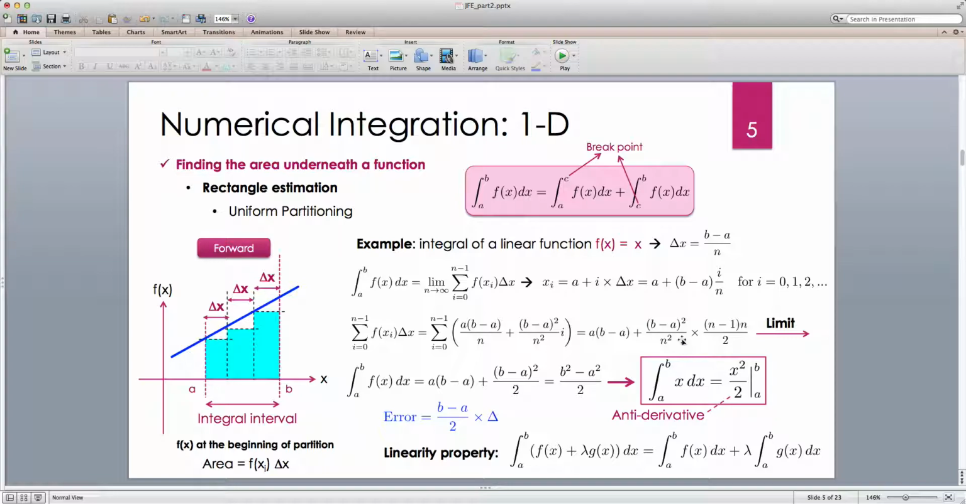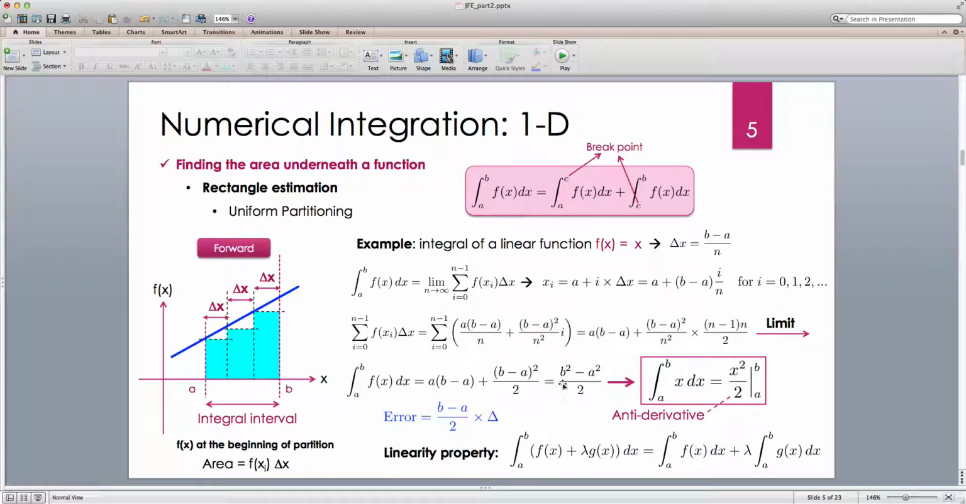Now the thing is that when we take the limit, when n goes to infinity, this error goes to 0, obviously, which means that the series actually converges. So the Riemann integral is available, or the f of x is Riemann integrable, because the error goes to 0. So the series converges. And we end up with a b minus a plus b minus a squared over 2. If you simplify it, it becomes b squared minus a squared over 2.